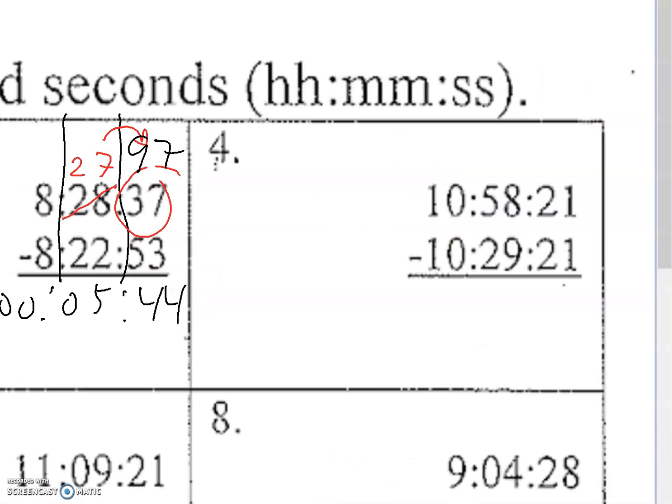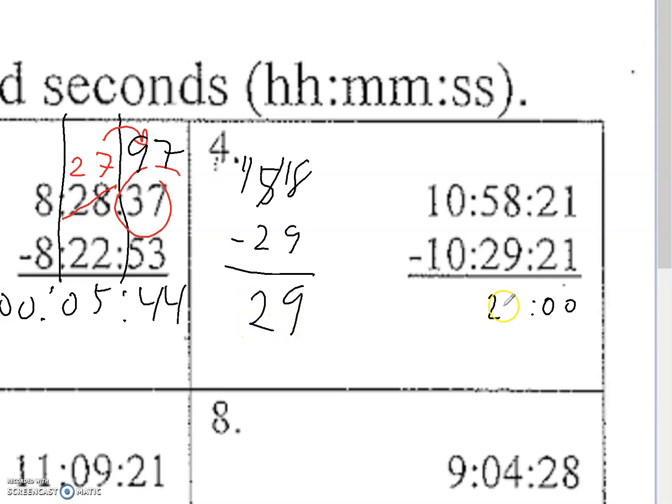Okay, here's problem number 4. 21 minus 21, that is easy. 0, 0. All right, 58 minus 29, certainly something we could do. Remember, simple math in here. Just do what you remember. All right, can't do 8. All right, so we'll make that a 4 and carry on. 18 minus 9 is 9. 4 minus 2 is 2. 29, standard math. 10 minus 10 is 0, 0. So there's our answer for problem number 4.